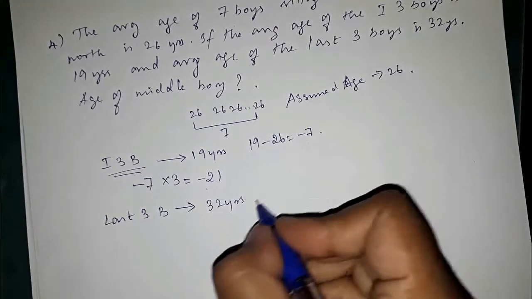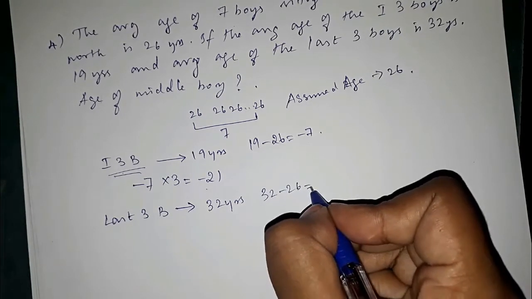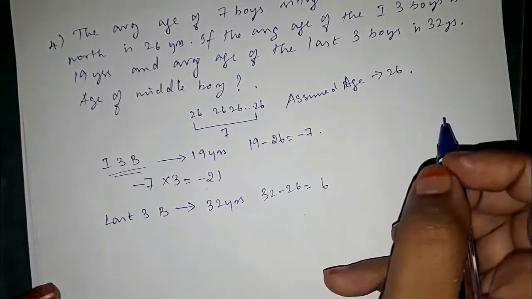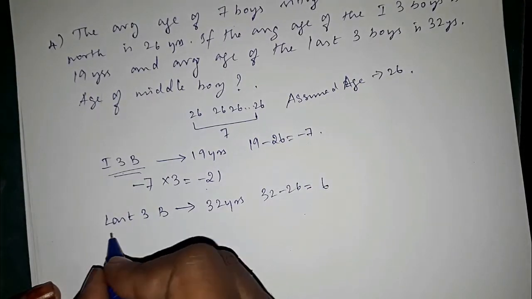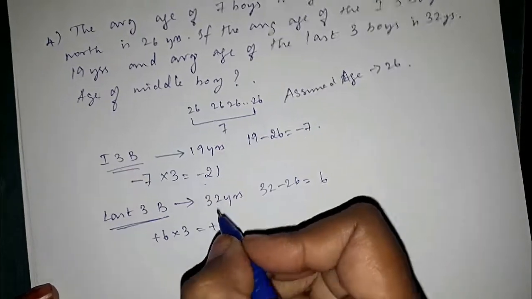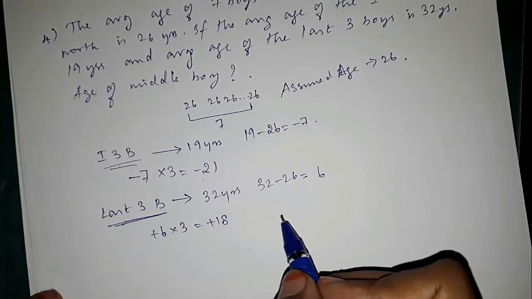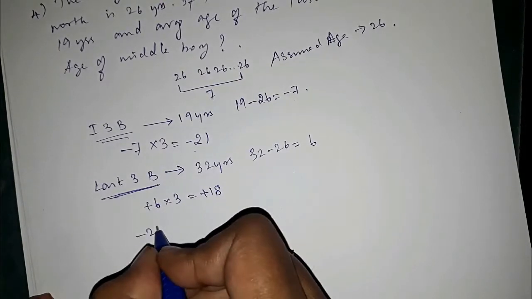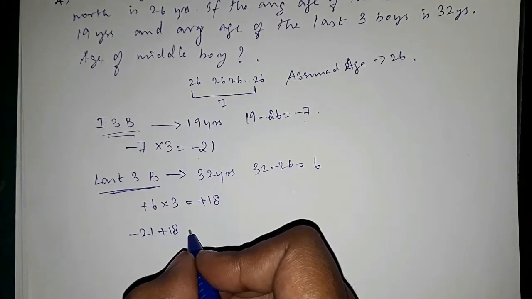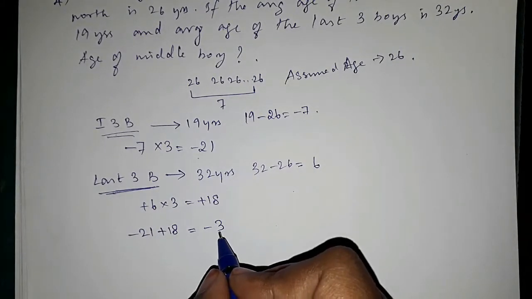That's what is given in the question. So each boy has 6 more than the assumed average of 26 years. The entire 3 boys of the last batch have 6 into 3, which is equal to plus 18. So the last 3 boys have 18 more than the average age of the 7 boys. On balancing we get minus 21 plus 18 is equal to minus 3, that is 3 less than the actual average age of the 7 boys.